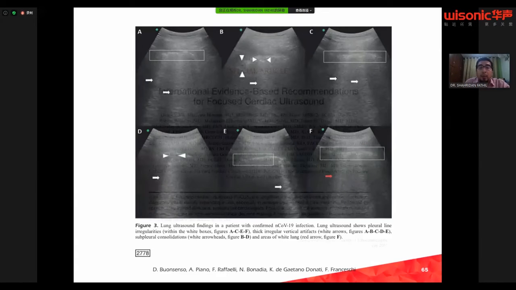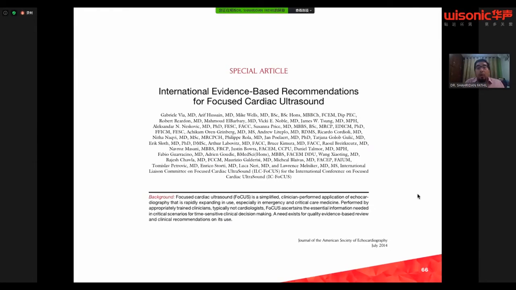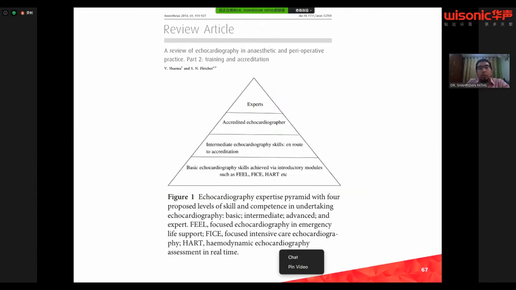Okay, coming back to focused echo, there's a 2014 publication in JASE by Gabriel Villa et al., which is actually a WINFOCUS group. What they describe is focused echo. So when we talk about echo, basically there's a tier system.